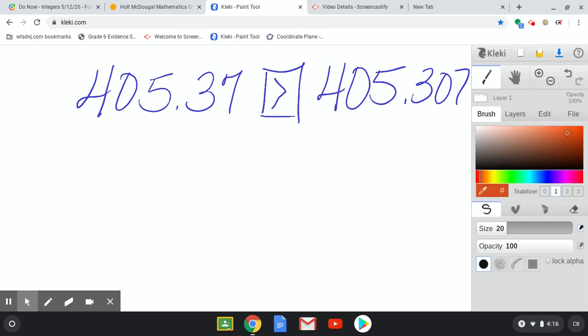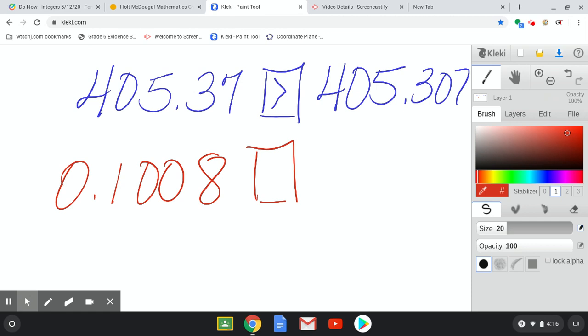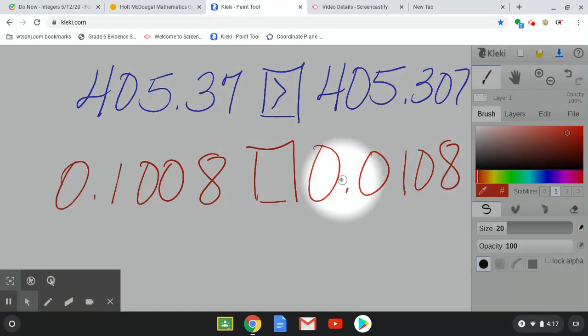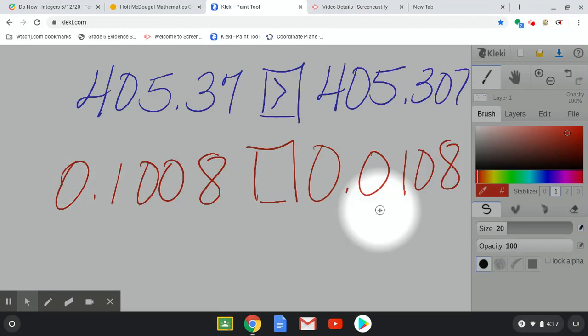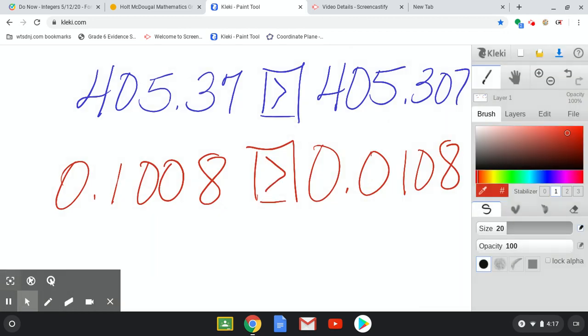Let's try another one. Let's say we had 0.1008, and I was comparing that to 0.0108. Place value for place value. 0 ones, 0 ones. 1 tenth, 0 tenths. Don't need to go any further. 1 tenth is greater than 0, so I know that this is going to be greater.